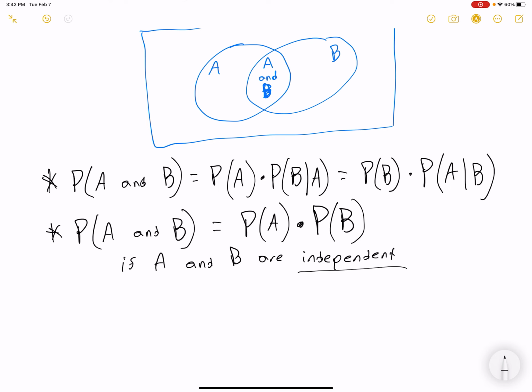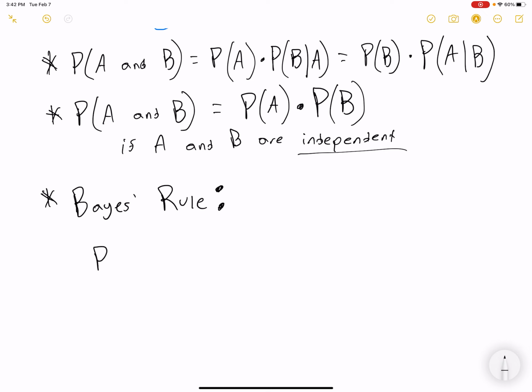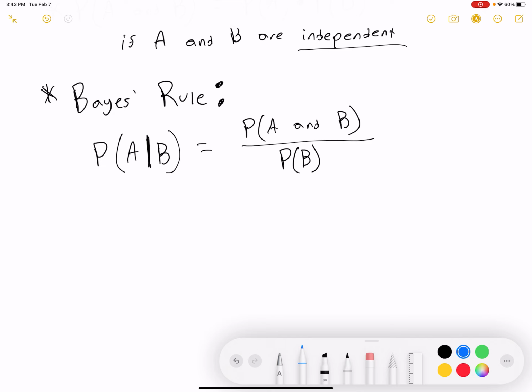So we'll intuit this rule in a second, but let me give you one last probability rule, and then we'll move on to other probabilistic concepts, which is called Bayes' rule, which is that the probability of A given B is equal to the probability of A and B divided by the probability of B. And a nice way to intuit Bayes' rule is, again, to draw it out.